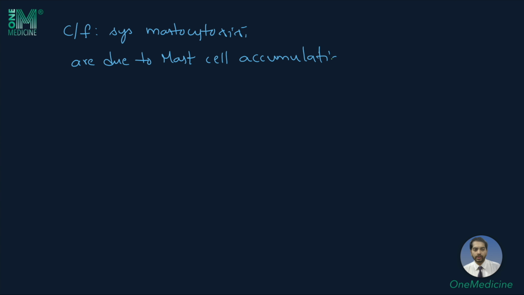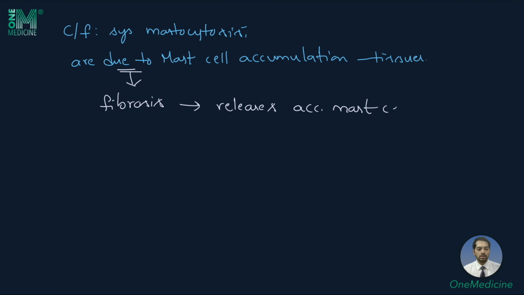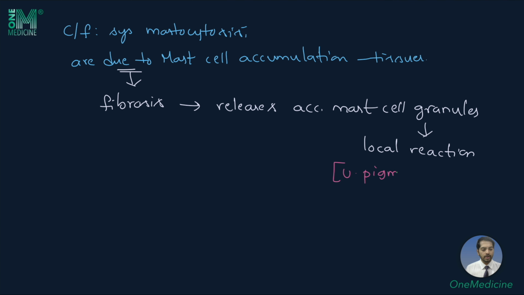The clinical features of systemic mastocytosis are due to mast cell accumulation within the tissue. The tissue response to mast cell accumulation is fibrosis, which releases accumulated mast cell granules, causing a local reaction leading to symptoms such as urticaria pigmentosa, crampy abdominal pain, gastritis, and peptic ulcer.